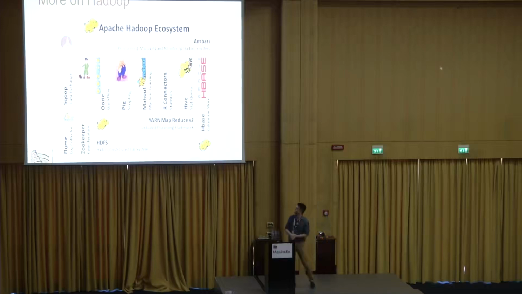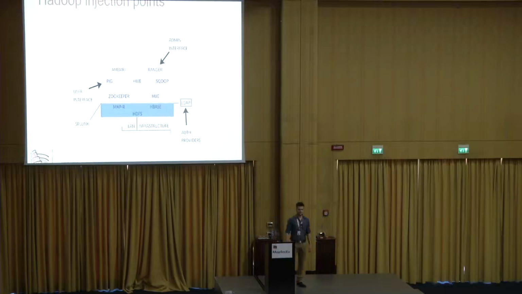So this is a scheme of a standard Apache installation. The base of Hadoop is HDFS, the file system, YARN, MapReduce, HBase. On top of it, there is a bunch of applications for the user and for the admin: Oozie, Pig, Mahout, Hive. Hadoop is also connected to some external systems, such as authentication through LDAP or Kerberos, and logging made by Splunk. So there are many injection points.